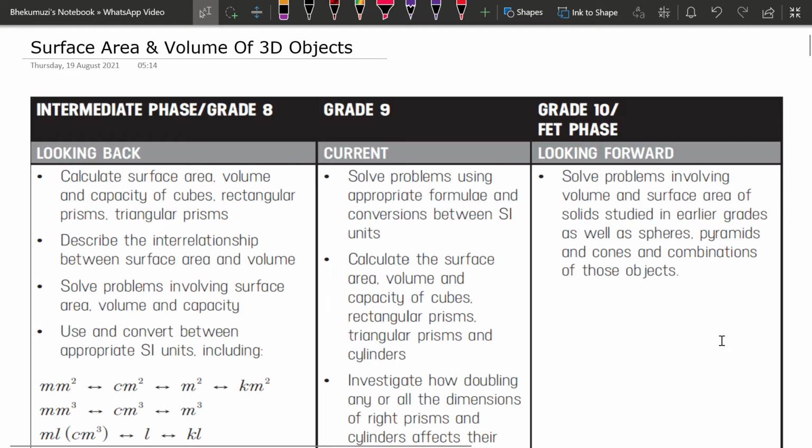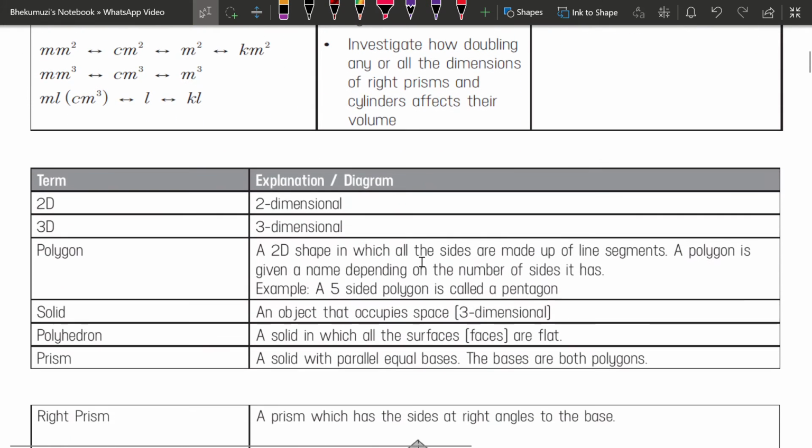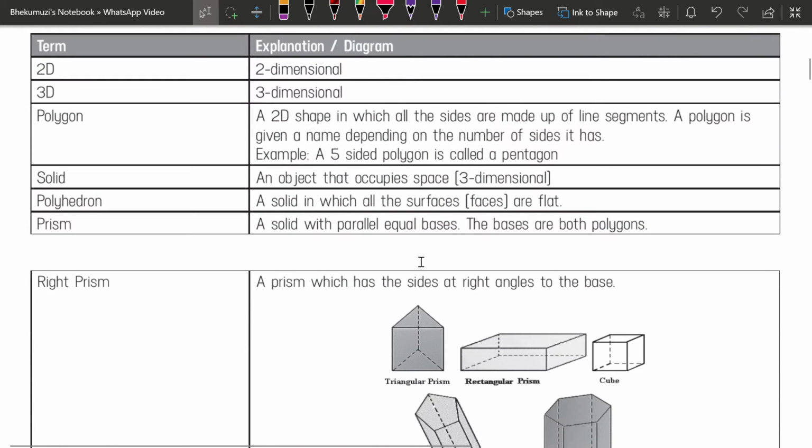And then something to look forward to in grade 10 is that you'll obviously be solving problems involving volume and surface area of solids, right? Studied in earlier grades, as well as spheres, pyramids, and cones, and combinations of those objects, which is quite interesting. But in grade 9, we need to look at certain terminology that we should know. Some of the terminology you can see now is 2D and 3D, which just means two-dimensional and three-dimensional. And then there's another one which is the polygon.